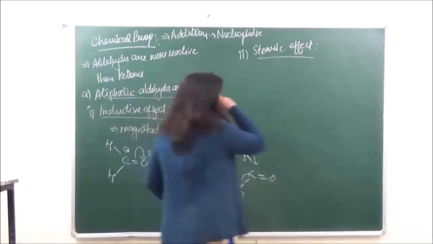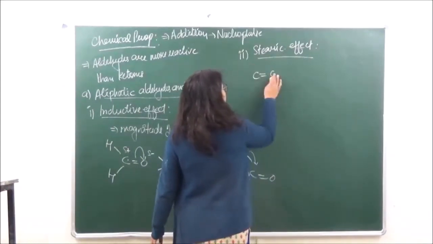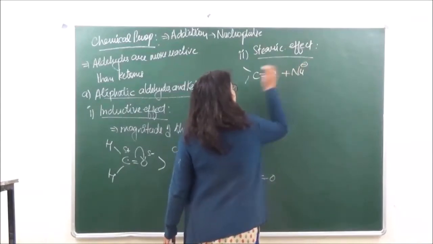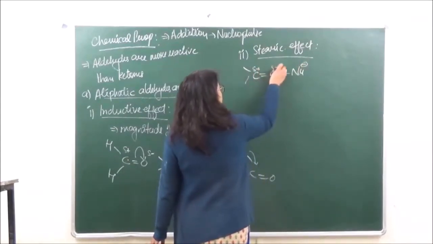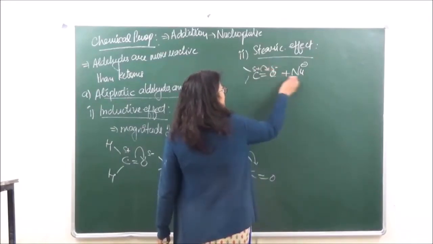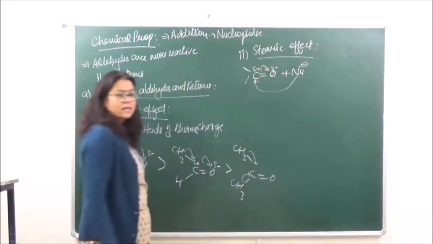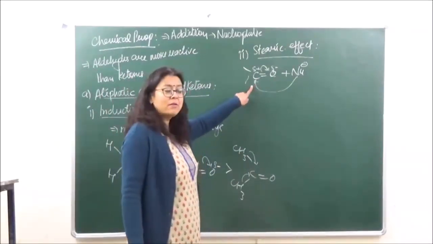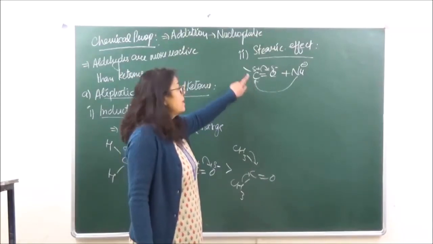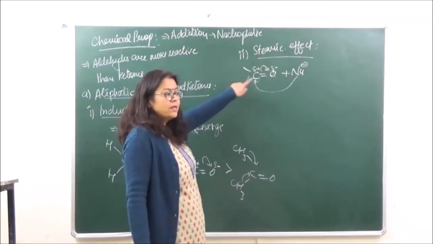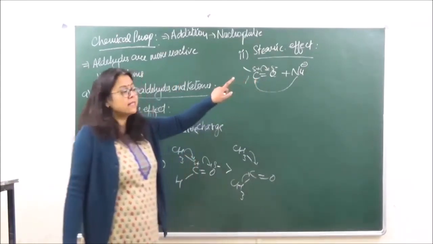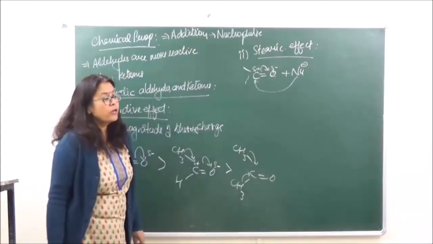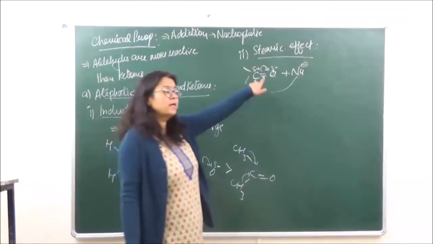Because generally, if you see how the reactions are going to take place, this carbon is going to get a slight positive charge and this oxygen a slight negative charge, such that the nucleophile will go and attack the carbon atom. So if the carbon atom already has smaller groups, the attack of the nucleophile becomes very simple, isn't it? But if bulkier groups are present, the attack of the nucleophile cannot take place easily, because these two bulkier groups, as in the case of ketones, are going to offer hindrance to the incoming nucleophile.